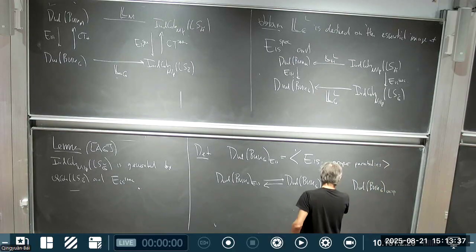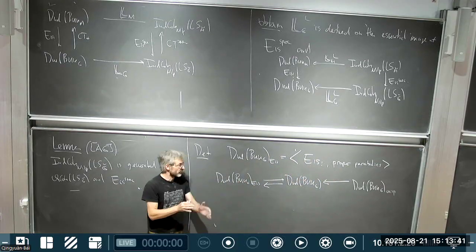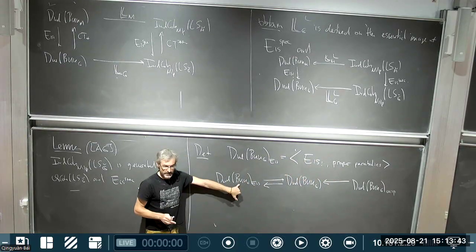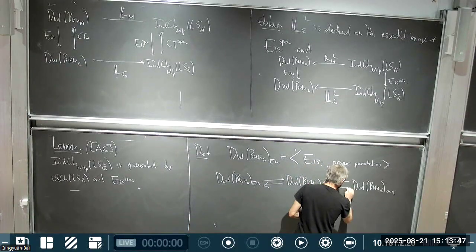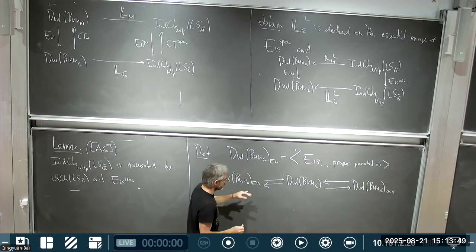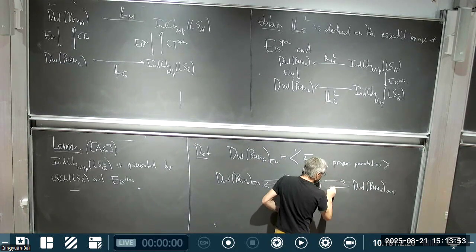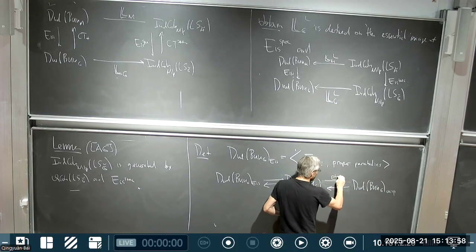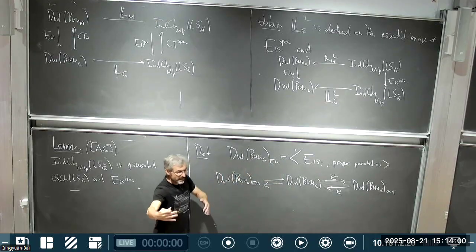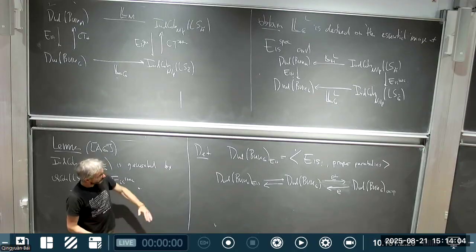So the cuspidal subcategory is exactly the right orthogonal to what's generated by Eisenstein series. And so we have this short exact sequence of categories. I'll denote this functor by E, and this functor by E^L. So E is the embedding of the cuspidal subcategory, and E^L is its left adjoint.